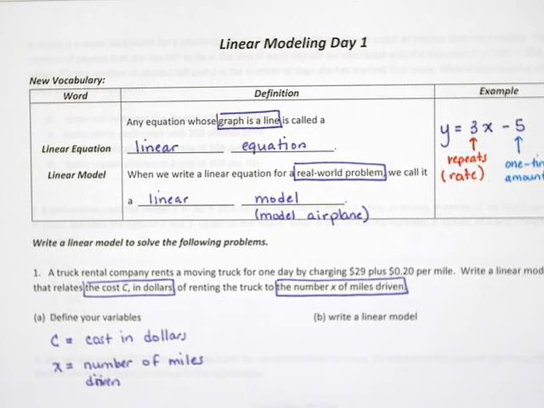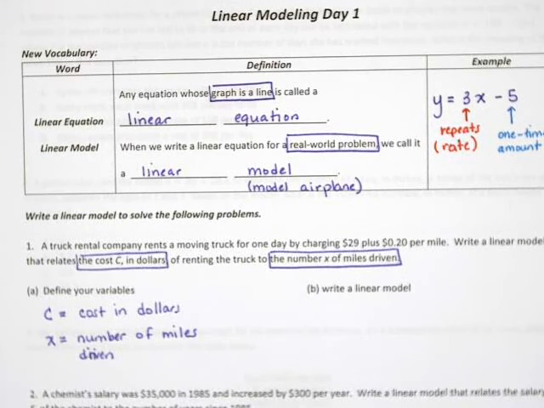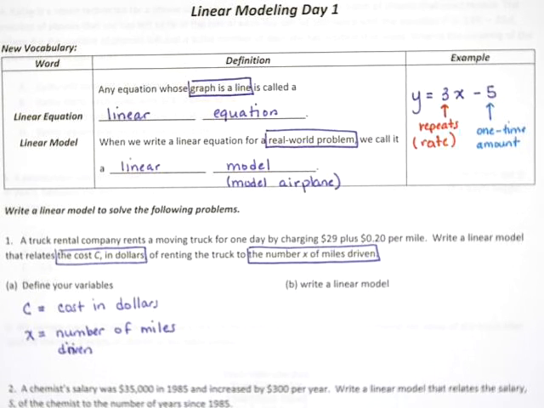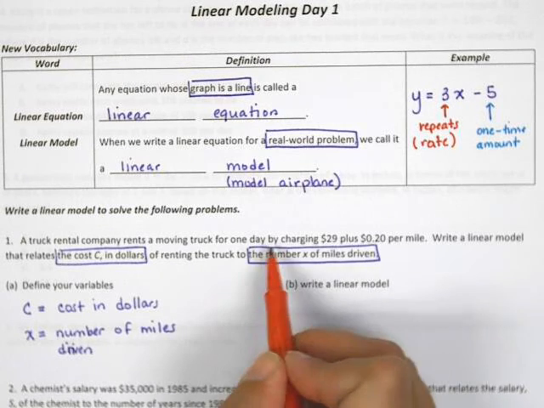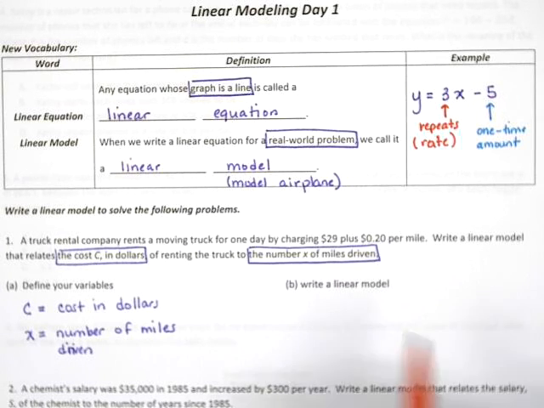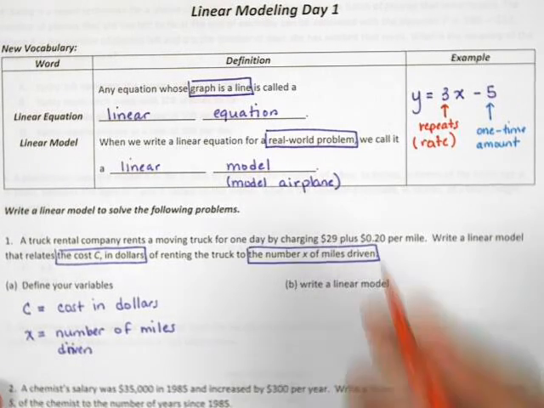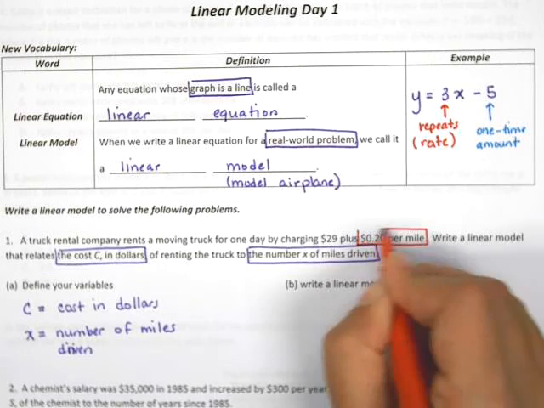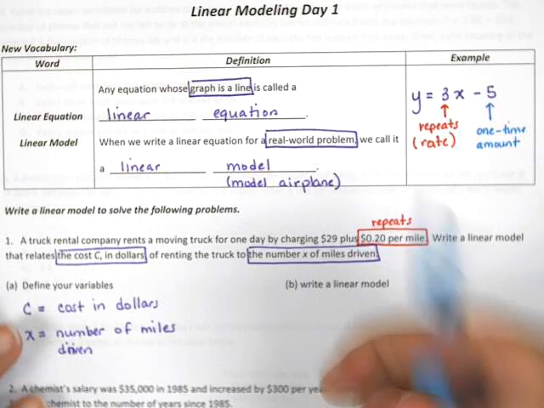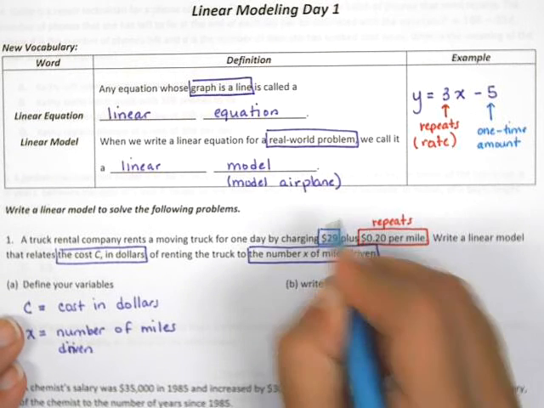All right, now once we have our variables defined, we need to look for two numbers in our problem. The one that repeats and the one that is a one-time amount. So, if I look at this problem again, I see that there are two numbers at the beginning. It says we rent a truck for one day by charging $29 plus 20 cents per mile. Now the $29 is only being charged once, but you're going to charge the 20 cents every time you drive an extra mile. So that tells me that the 20 cents is the repeater. The other thing I know is that the $29 is a one-time thing.